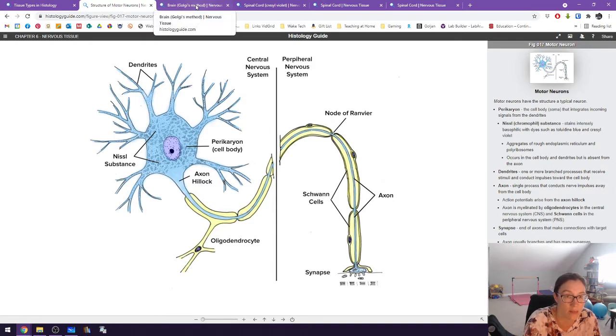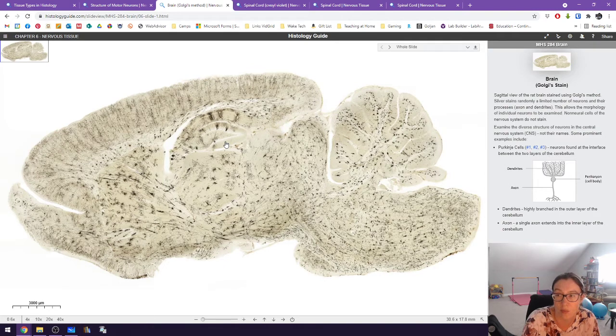All right, so let's go on to look at a couple of different nervous tissue specimens. The first one we're going to look at is a brain, and it's a rat brain, so it's fairly small and fit on the slide. It's been stained with a special stain, Golgi's stain, using Golgi's method, and it's a silver stain that randomly stains a limited number of neurons and their processes. So we can see some of the neurons and their processes here.